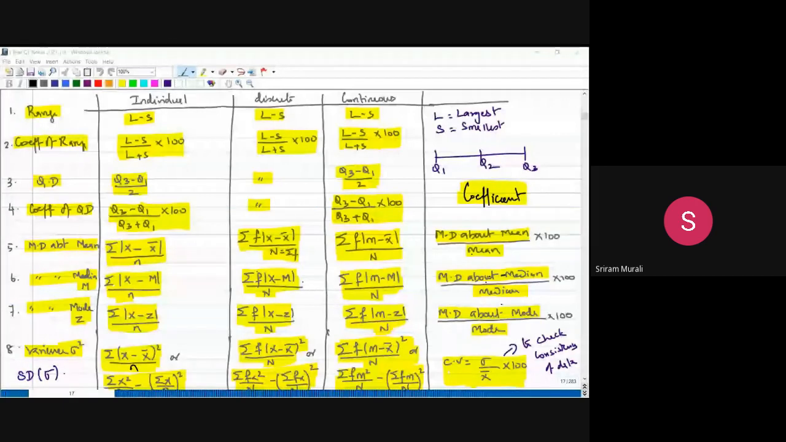So in all these measures, what are we trying to do? How far the given observations are deviating from median, mean, mode. We are ultimately studying the variation in the given data. Is it varying uniformly or varying irregularly? It is something like your virus pattern.